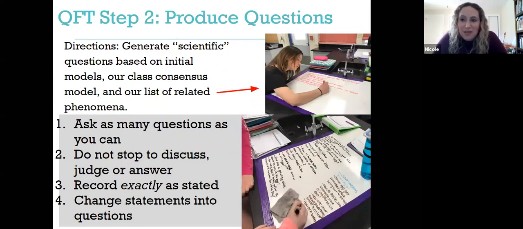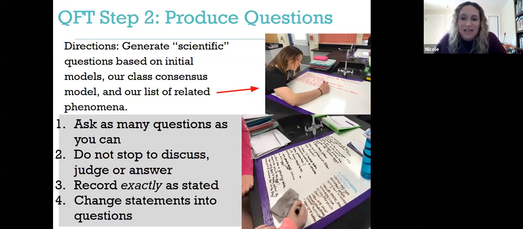So the rules that we use for the QFT are: ask as many questions as you can, do not stop to discuss or answer, record exactly as stated. So if they're working with a partner, they should not be changing any of the wording from their partner. They should honor what their partner has said, and they should change statements into questions. So there should be no sentences with periods. There should be sentences with all question marks. I usually give them about 5 to 10 minutes.